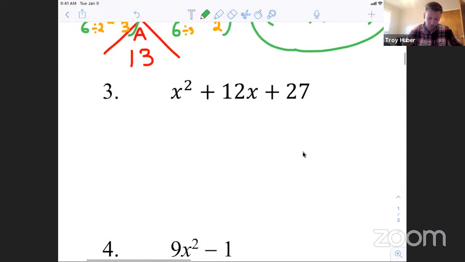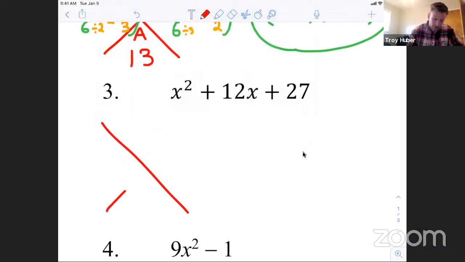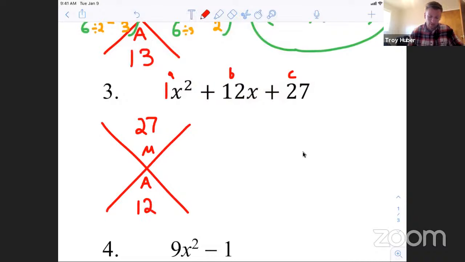All right, let's try number 3. Number 3, I draw my X. I'm going to label A value, B value, C value. We multiply to the top, add to the bottom. All right, your top is always A times C. So in this case, that's 1 times 27, which is just 27. We add to our B value, which is a positive 12.